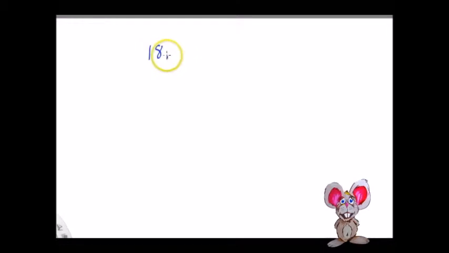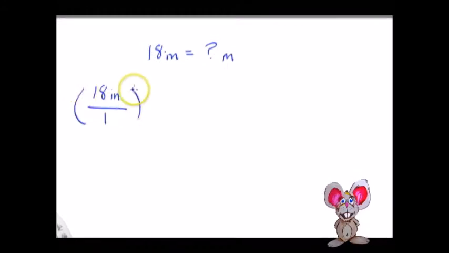inches, and that's what we're given, and we need to find out how many meters this equals. Before, we went from inches to centimeters as an example. In this one, again, we're going to write down 18 inches as the numerator over 1 to start out. That's our given. Given is in blue.